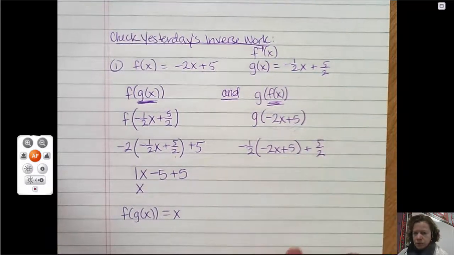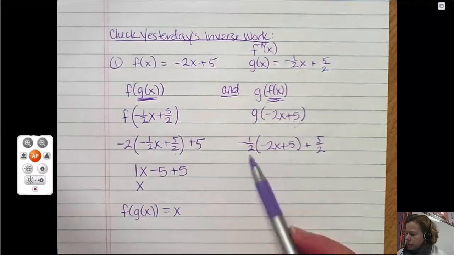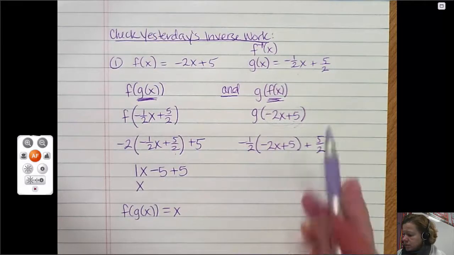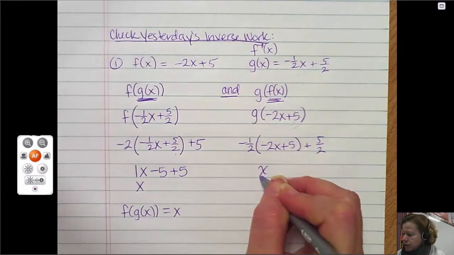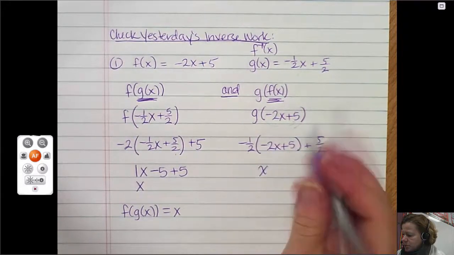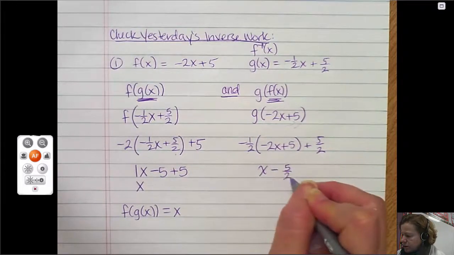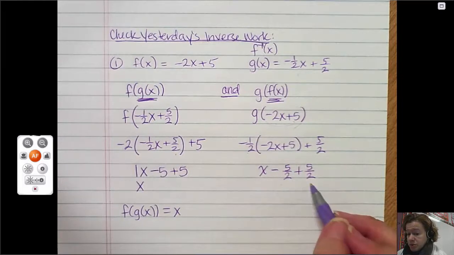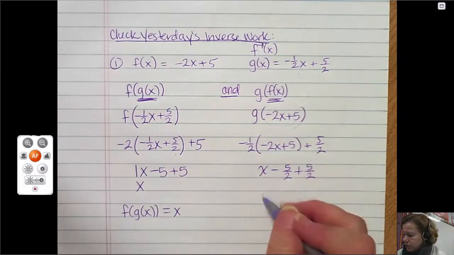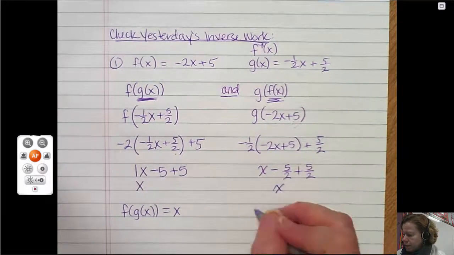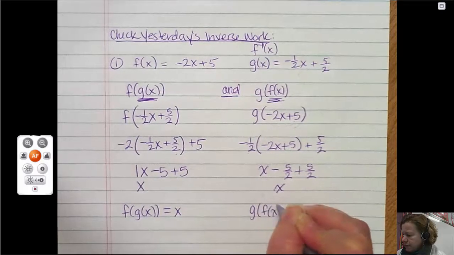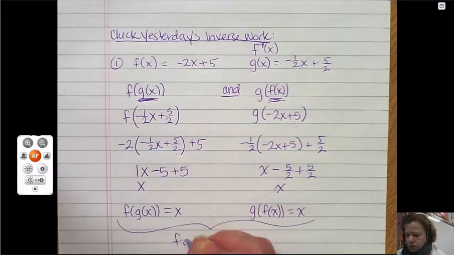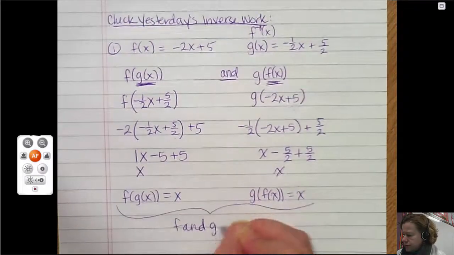So let's do some good algebra. Negative 1/2 times negative 2x. Negative times negative is positive. The 2s cancel, and I'm left with x. Negative 1/2 times positive 5 is negative 5/2. Then I add 5/2 at the end. Negative 5/2 plus 5/2 is 0, and I'm left with x. So g of f of x equals x, which means f and g are inverses.